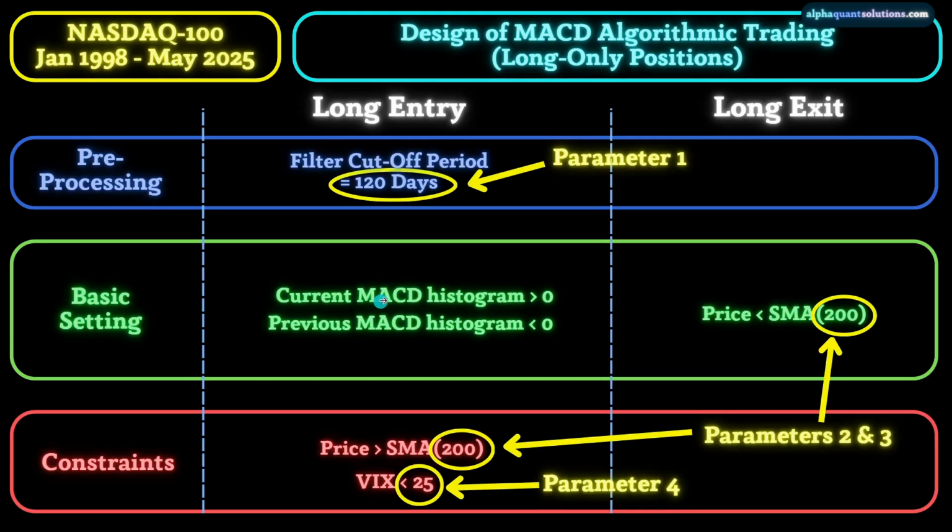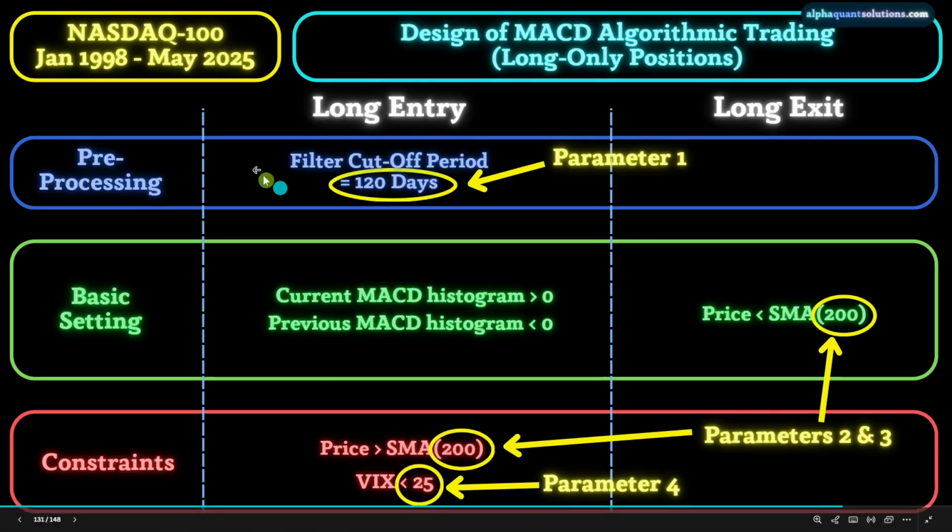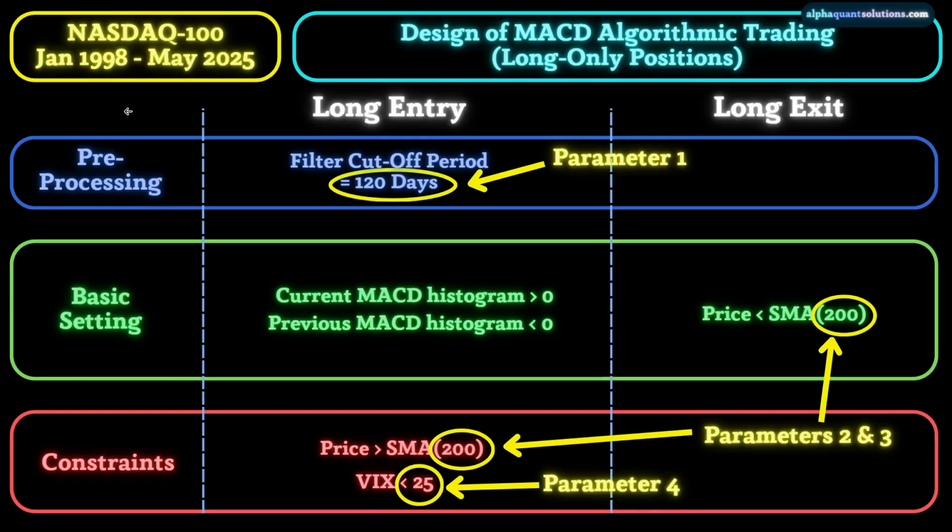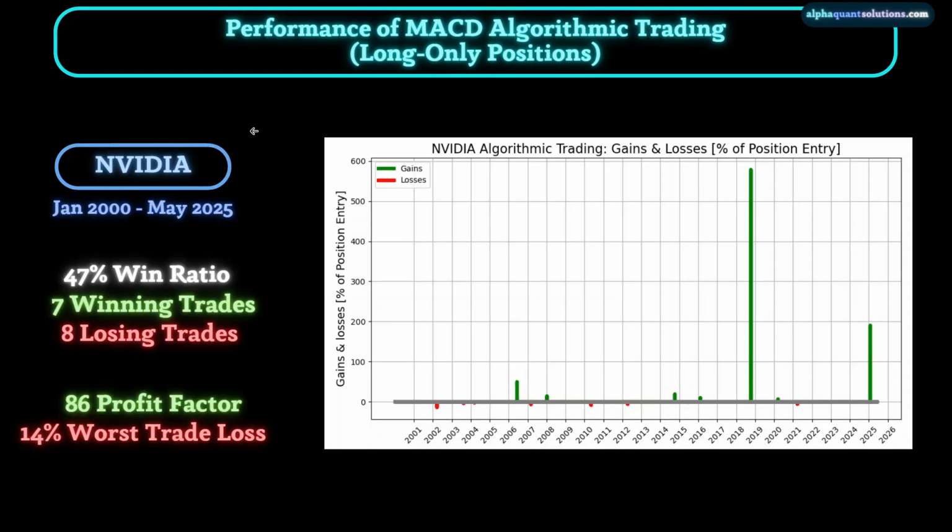Now remember, this was our algorithm, and the only optimization we have done was on this parameter, the cutoff period for the frequency domain filter. So the results that we have just shown for the Nasdaq-100 are in-sample results. Now what we would like to do is to show you this exact algorithm applied to another asset and see how that will do. So here are the results for the same algorithm applied to NVIDIA, from January 2000 until May 2025.